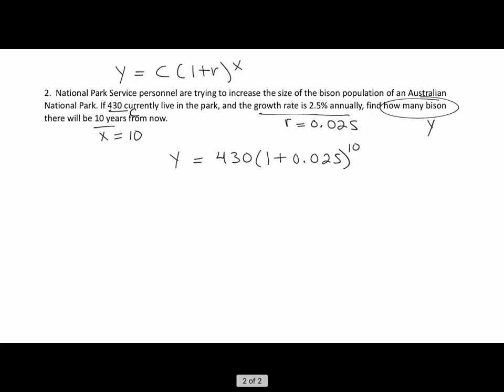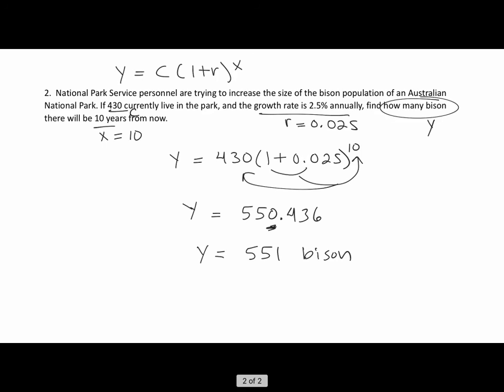So again, this is how we're going to put it in our graphing calculator. Otherwise, add first, then raise to the power, and then multiply by the 430 to get your answer in a scientific calculator. And we should find that is 550.436, etc. But again, this is population, so we need to round to the whole number and always round up. So that's going to be 551 bison in this park 10 years from now.